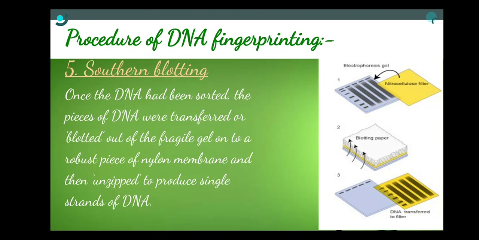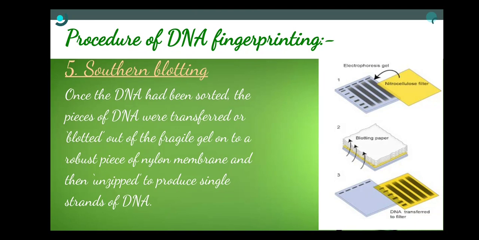After electrophoresis, we go for Southern blotting. The meaning of Southern blotting is the transfer of DNA segments from the agarose gel to nylon cellulose paper. It is called Southern blotting.